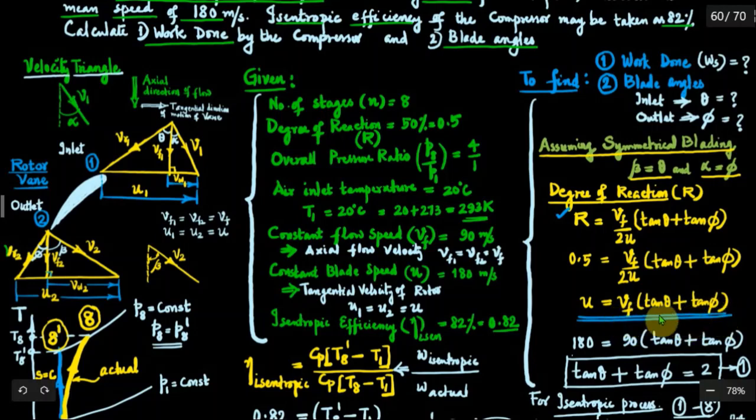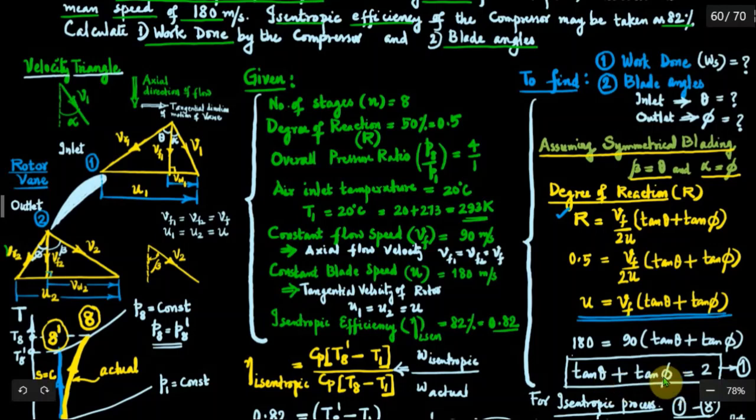Now we will try to substitute the given data. U is given as 180 meter per second and Vf, the constant axial flow velocity, is given as 90. So 180 is equal to 90 into tan theta plus tan phi. So what do you get? You get tan theta plus tan phi is equal to 180 divided by 90, that is 2.